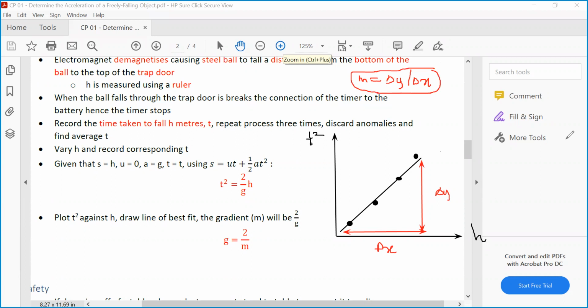And when you know the gradient, here the gradient m is 2 over g. So 2 over g equals the gradient we get. We know the gradient, we know 2. You can calculate gravitational acceleration from it. That's how, using this method, we can calculate gravitational acceleration.